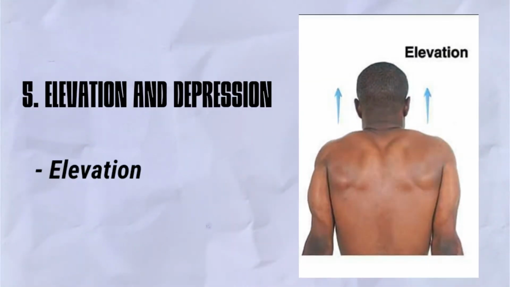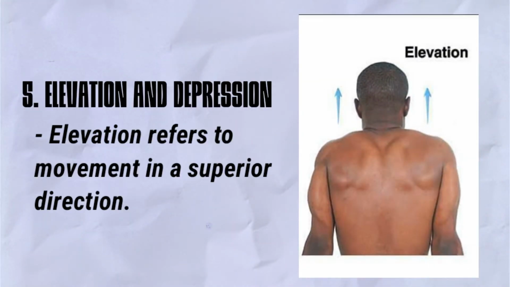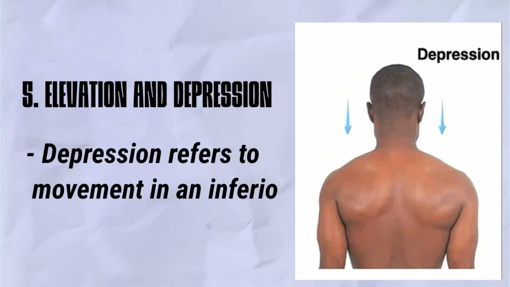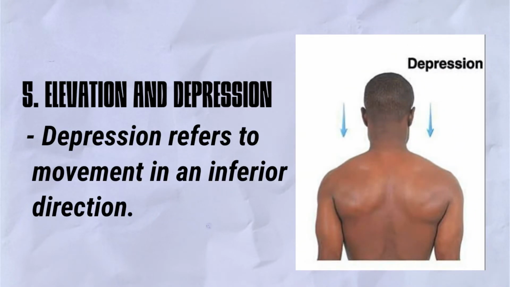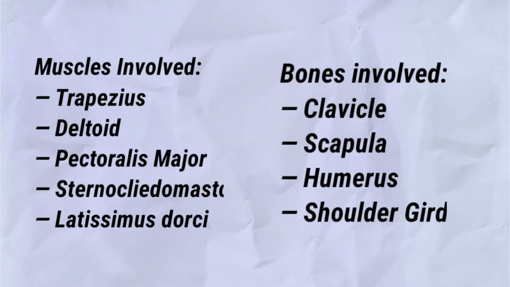The fifth movements are elevation and depression. Elevation refers to movement in a superior direction, while depression refers to movement in an inferior direction. The muscles involved are trapezius, deltoid, pectoralis major, sternocleidomastoid, and latissimus dorsi, while the bones involved are clavicle, scapula, humerus, and shoulder girdle.